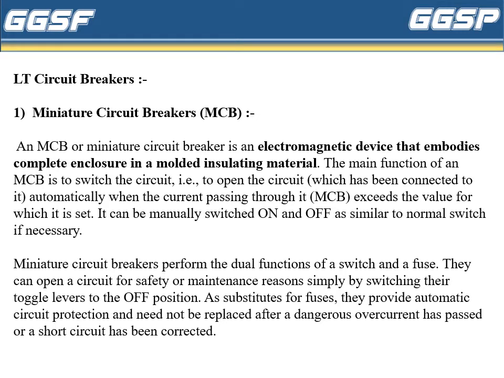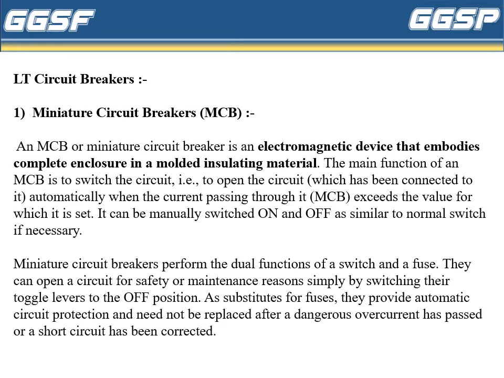An MCB or miniature circuit breaker is an electromagnetic device that embodies a complete enclosure in molded insulating material. The main function of an MCB is to switch the circuit, that is, to open the circuit automatically when the current passing through it exceeds the value for which it is set. It can be manually switched on and off similar to a normal switch if necessary.